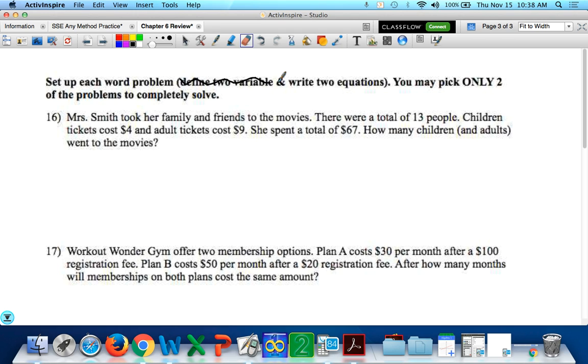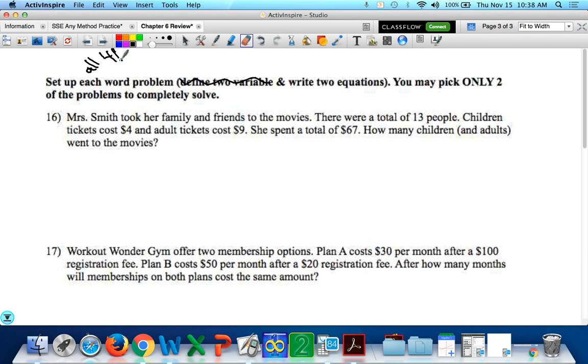Got to know. Now again, the directions say set up each word problem, okay? Each meaning all four. Set them all up. That's going to be worth points on every problem. Every problem, setting it up, writing the equations correctly will probably be worth a couple points, okay? You may pick only two of the problems to completely solve. And let me reiterate that.